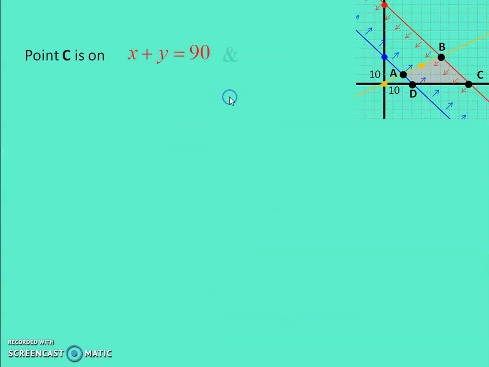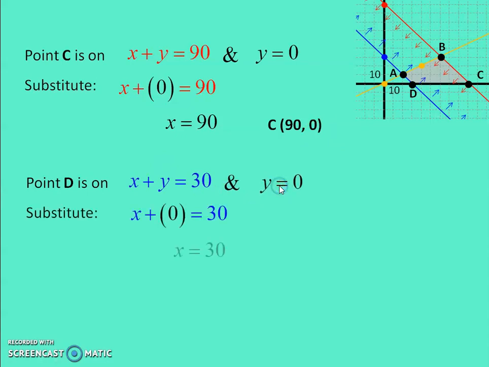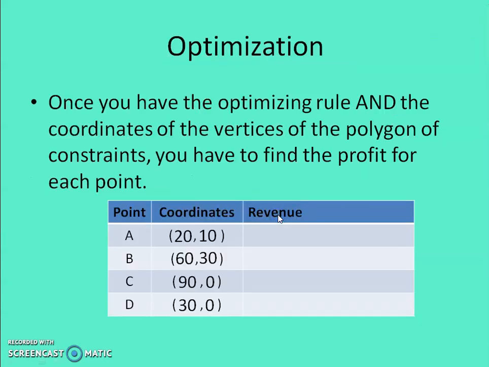Point C is on these two lines because the other one is this axis where y is 0. And when I substitute, I would get this, although you could theoretically read that one off the graph. It's a good idea to get into the habit of doing it algebraically because you will be required to do that on tests. And point D is on this line and also the line y equals 0. And when I plug that in, I end up finding that x is 30 and that y is 0. That's my point D. So finally, how does this come into play with that optimizing rule?